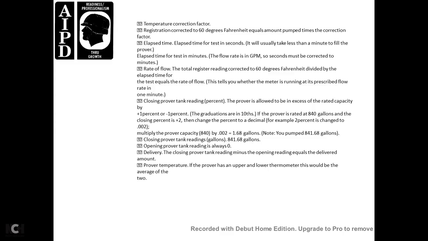The rate of flow: the total register reading corrected to 60 degrees Fahrenheit, divided by the lapse time of the test, equals the rate of flow. This will tell whether the meter is running at the prescribed flow rate for 1 minute.